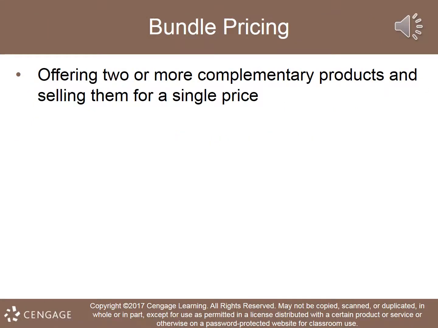Bundle pricing involves offering two or more complementary products and selling them for a single price. The more prevalent example is the telecommunications industry. For example, many cable companies now offer cable, internet, and phone services for one price on one combined bill.